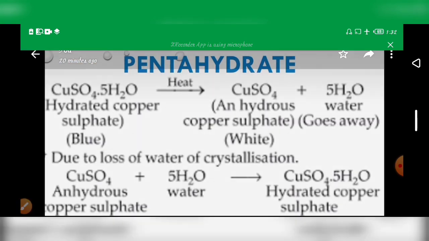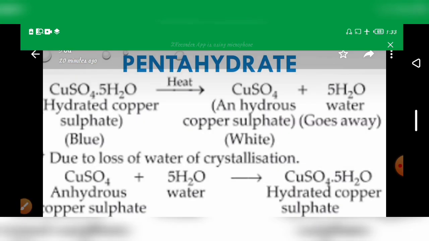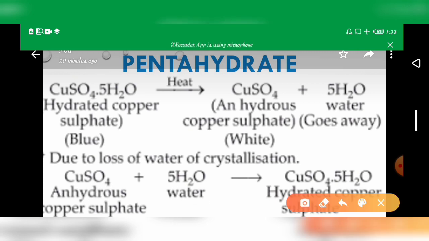Okay, next we go to how copper sulfate loses its water molecules. See here, the number of water molecules in blue vitriol, copper sulfate, is 5, that is CuSO4.5H2O. Whenever it is heated, its color is blue. When heated, it gives anhydrous copper sulfate, CuSO4. It loses the 5 water molecules.